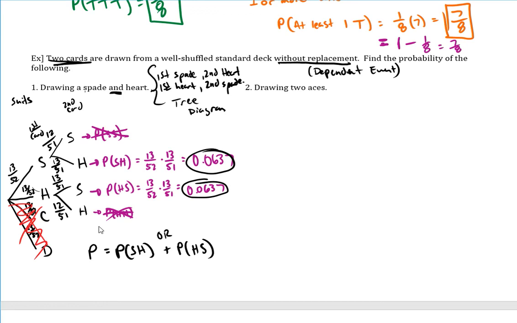I'm using the word or. It doesn't say it anywhere, but this is what could have happened. It's saying first a spade and then a heart. Let's put or after this point. Or first a heart and then a spade. Okay, so the or would be add those given probabilities together.